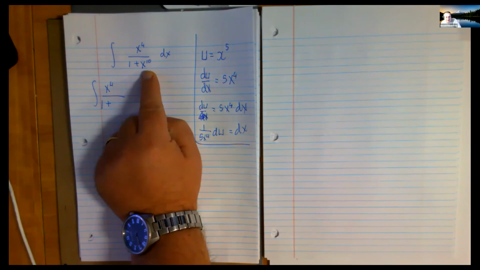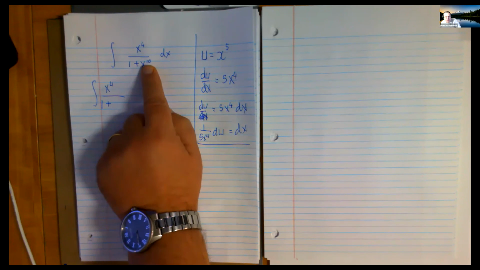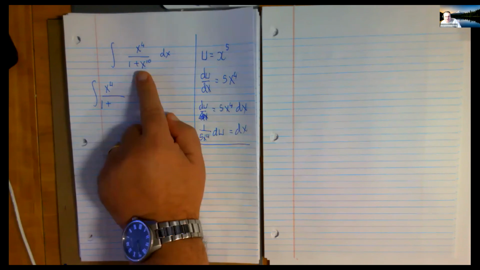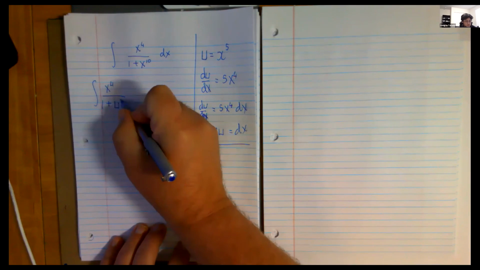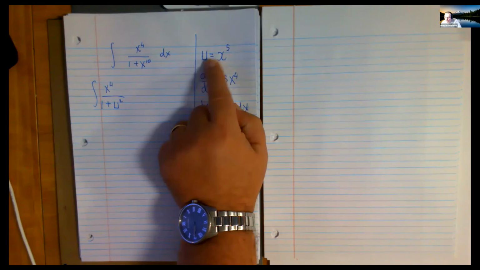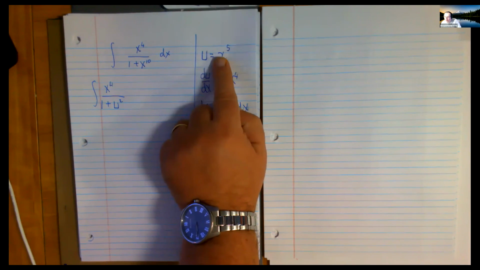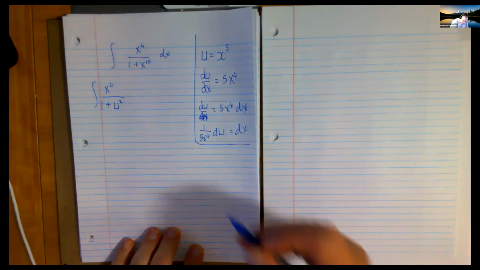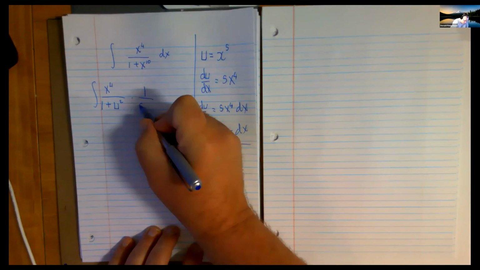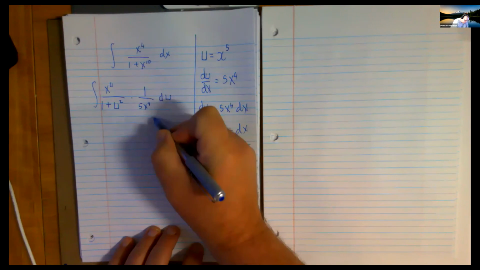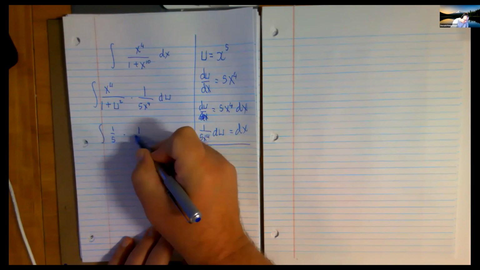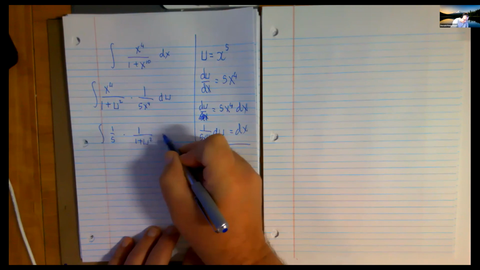How am I going to rewrite this x to the 10 using u's? What will x to the 10 be the same as in terms of u? U squared. Correct. If you square that, don't you get x to the 10? Isn't u squared x to the 10? If you square that, you get the right thing. The dx is actually not that painful. I've seen a lot worse. And they cancel out, so you get 1/5, 1 plus u squared du.